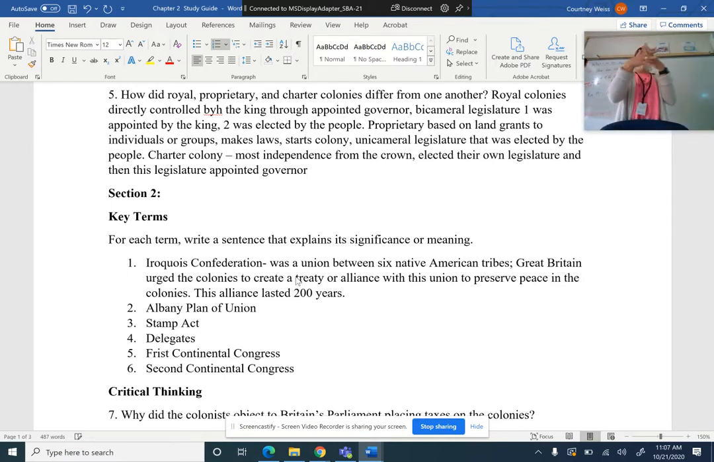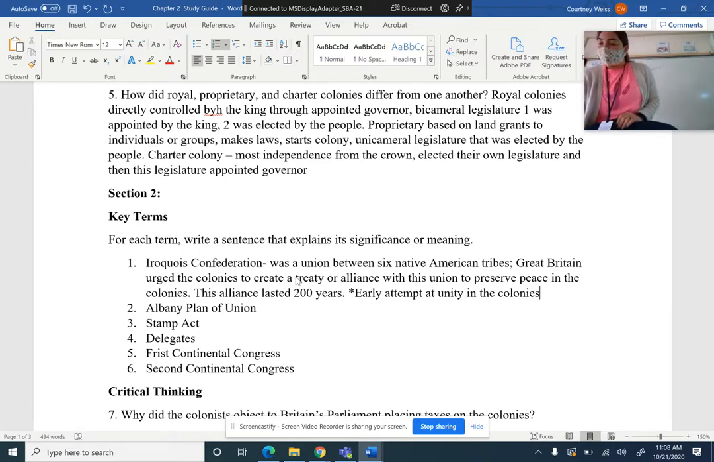And this is an alliance between a couple colonies and the 6 Native American tribes. So this alliance lasts 200 years, and what's the significance of this? It was an early attempt at unity in the colonies. Right? Because ultimately, when we go up against Great Britain, we need to unify ourselves, right? So this is actually an early attempt at unity within the colonies. That's part of the significance of the Iroquois Confederation.